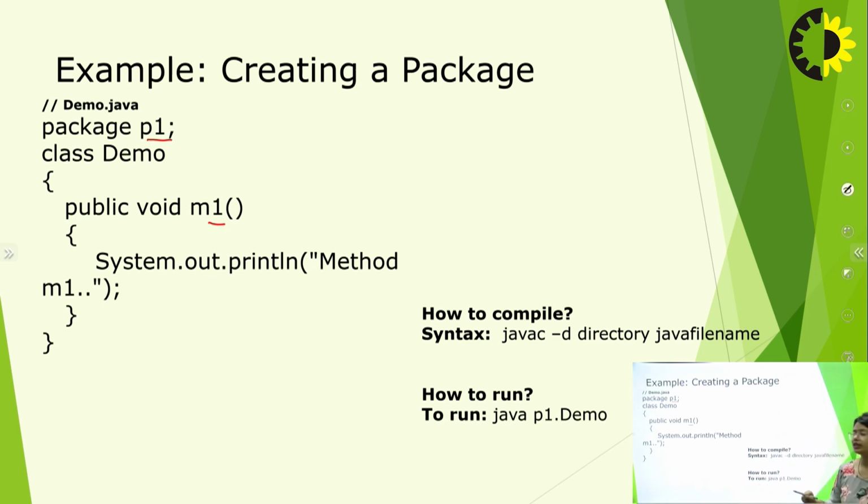Now how will we compile it? For compilation, the syntax is javac -d directory and the java file name. So what will I write over here? javac -d . and the file name is Demo.java. Alright, now for running the program, we will write java, space, package name dot class name.